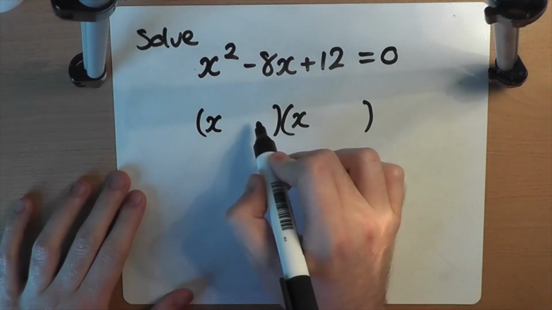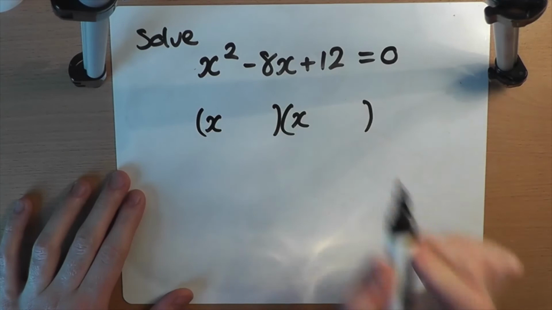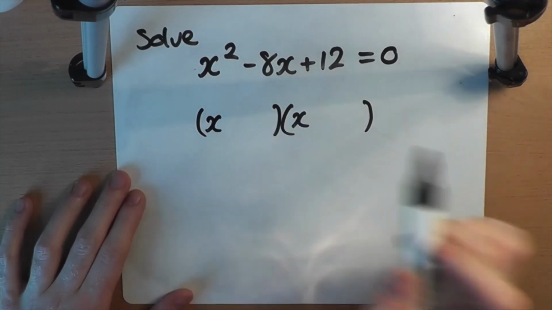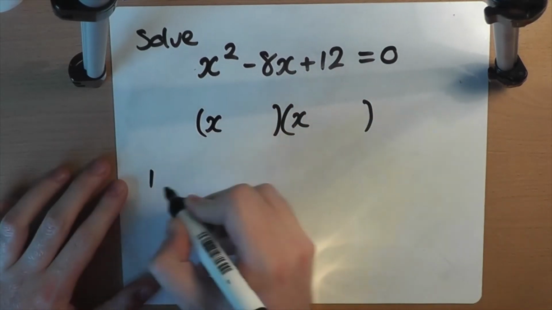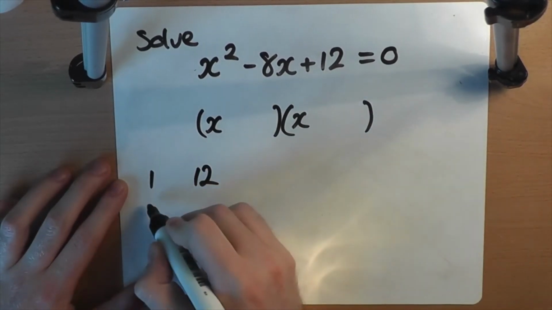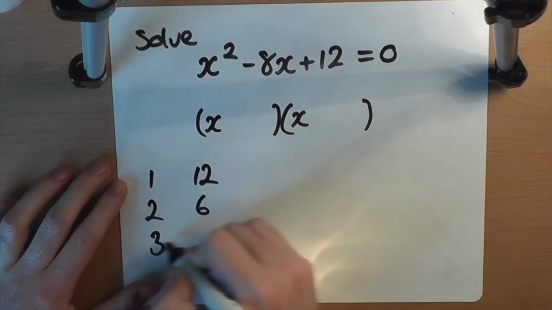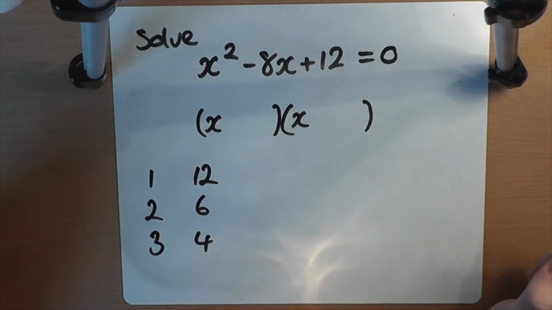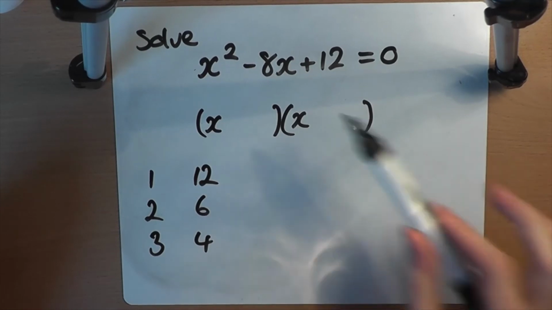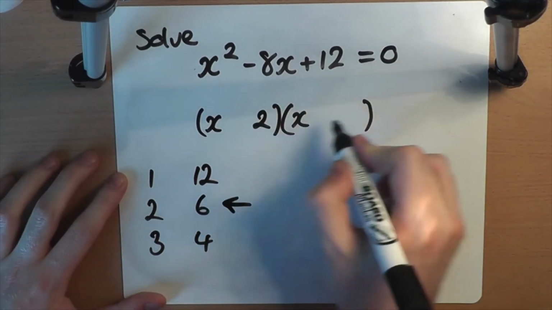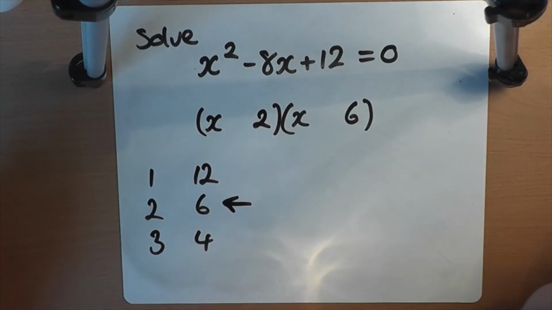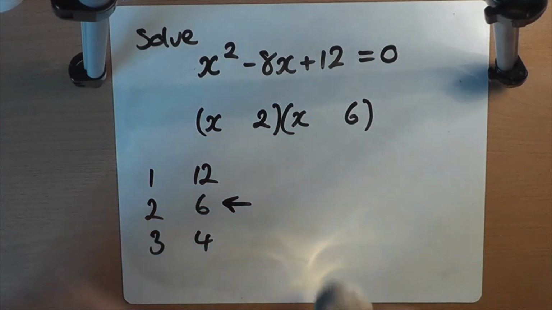We need to look at the 12 first, because we need two numbers, one here and one here, that times together to make 12. They're also going to add or subtract to give us the 8, but we can look at the 12 as our start point. 1 and 12, 2 and 6, 3 and 4. They are the possible pairings. There's only one of those pairings that will work to add or subtract to get to the 8, and that pairing is going to have to be the 2 and the 6, because 2 and 6 will add to get 8. So the 2 and the 6 are the numbers that are going to have to go in our brackets.